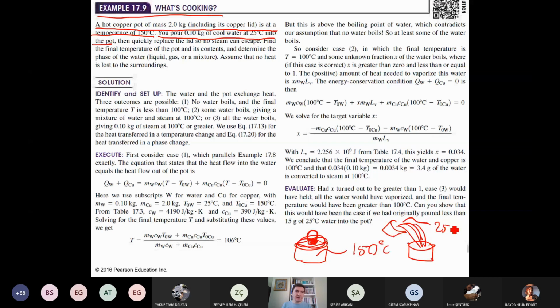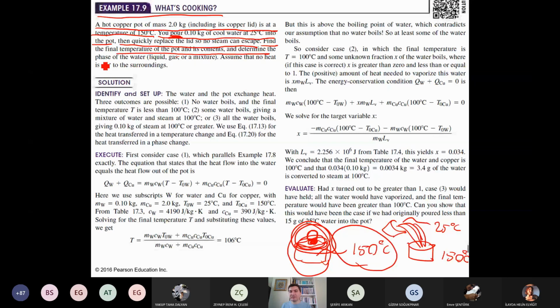Then quickly replace the lid so no steam can escape. So you can imagine the initial temperature of this pot is 150 degrees Celsius. If you put in water, some part of the water will vaporize, okay? So then, in order to keep the vapor of the water within the copper pot, you quickly close the lid. Find the final temperature of the pot and its contents and determine the phase of the water: liquid, gas, or a mixture. Assume that no heat is lost to the surroundings.